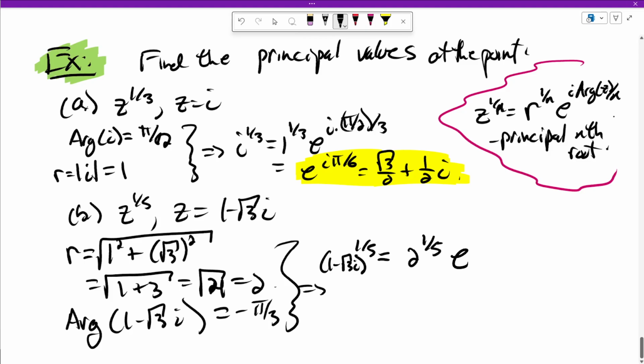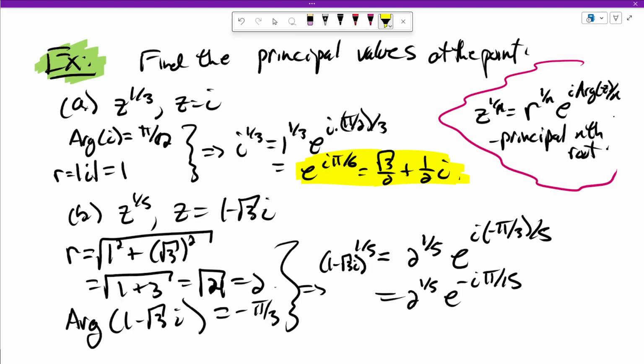And then we're going to take the principal argument, it's negative pi over 3, and we're going to divide by 5. So 2 to the 1/5, e to the negative i pi over 15. And cosine pi over 15, I'm not sure if there's a formula for it, it doesn't matter. This is a perfectly acceptable answer, so we're just going to leave it like this. And that is our principal fifth root of 1 minus root 3 i.